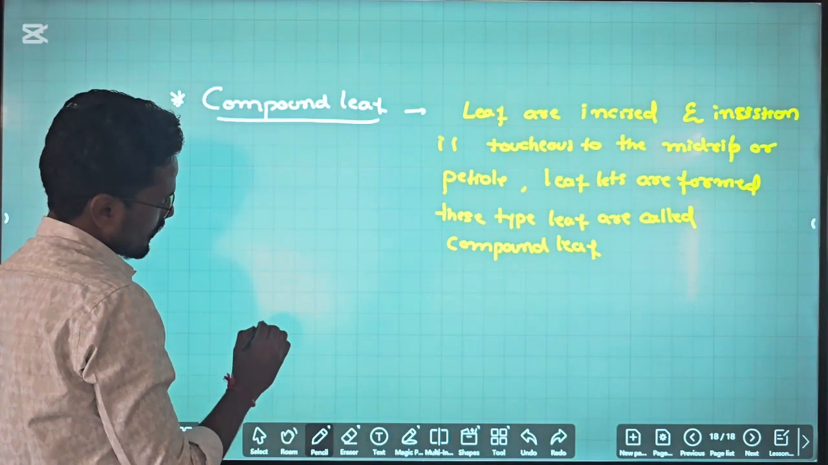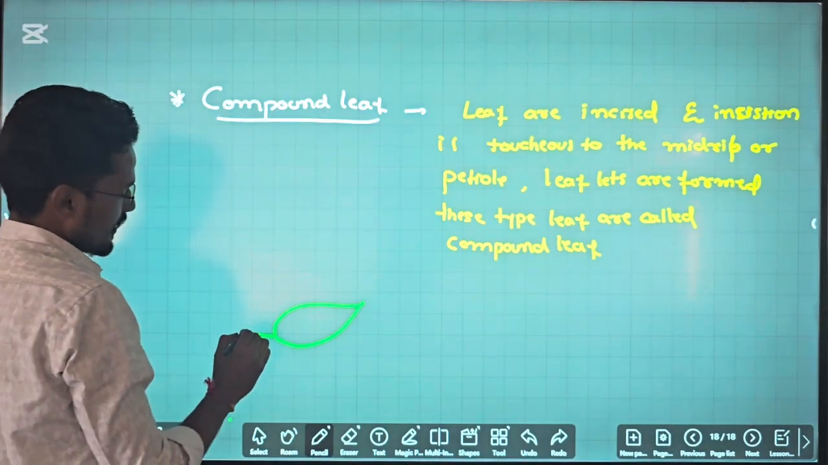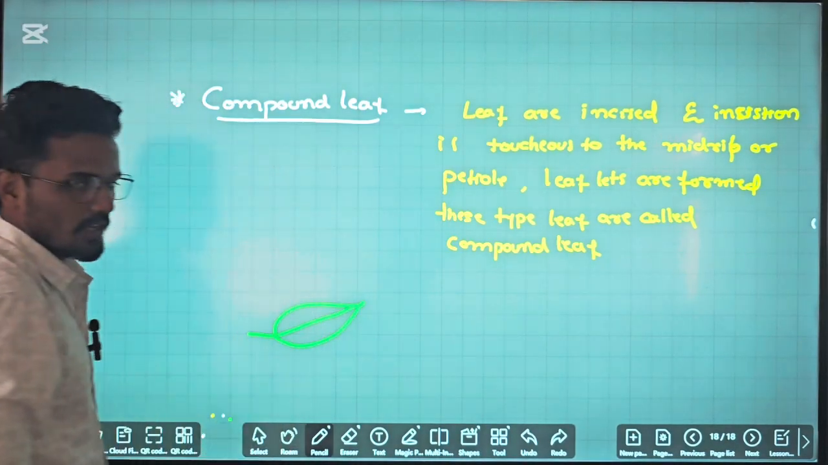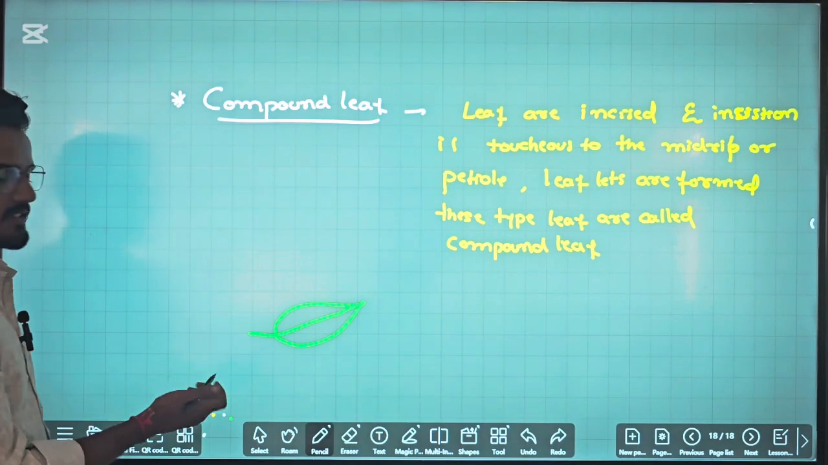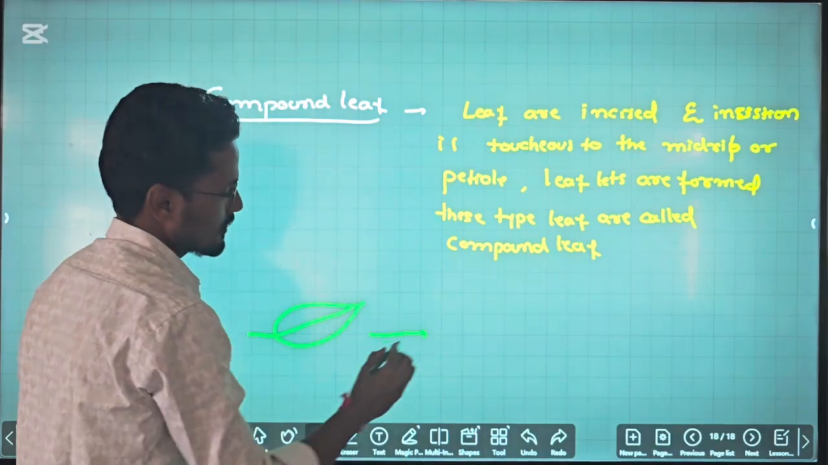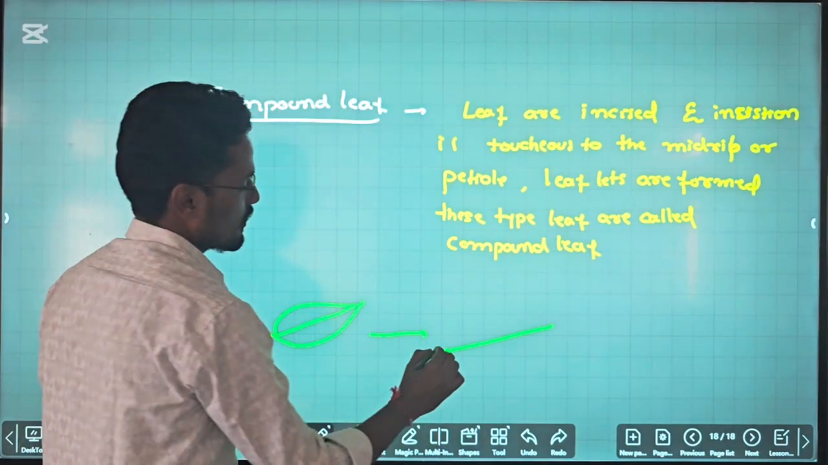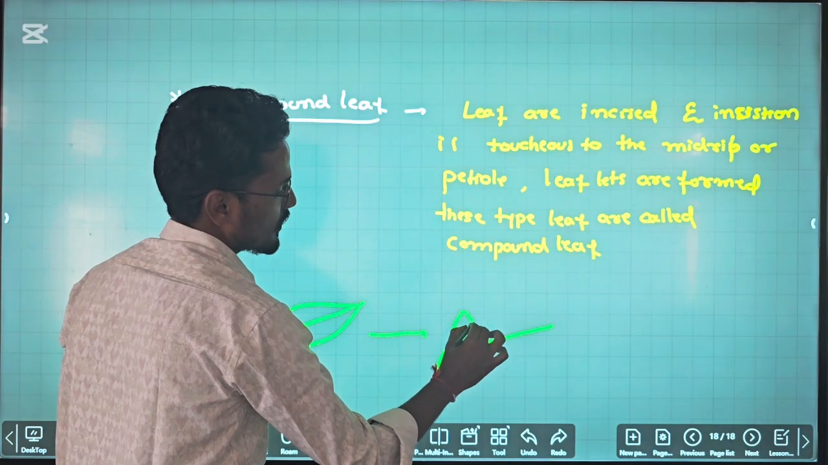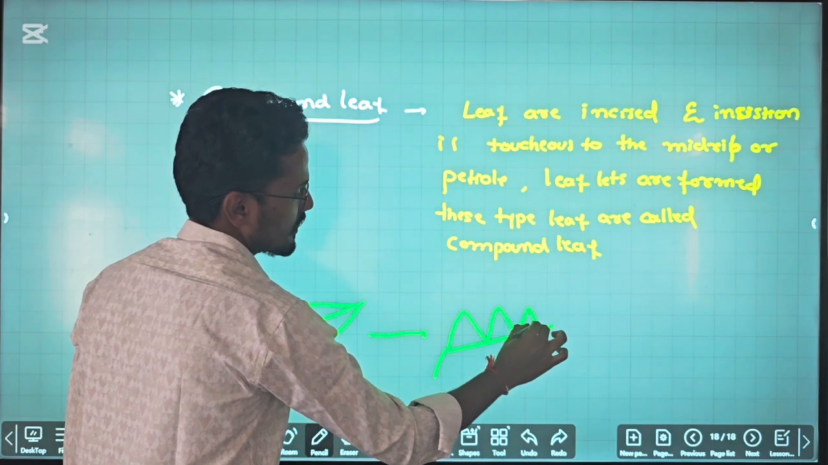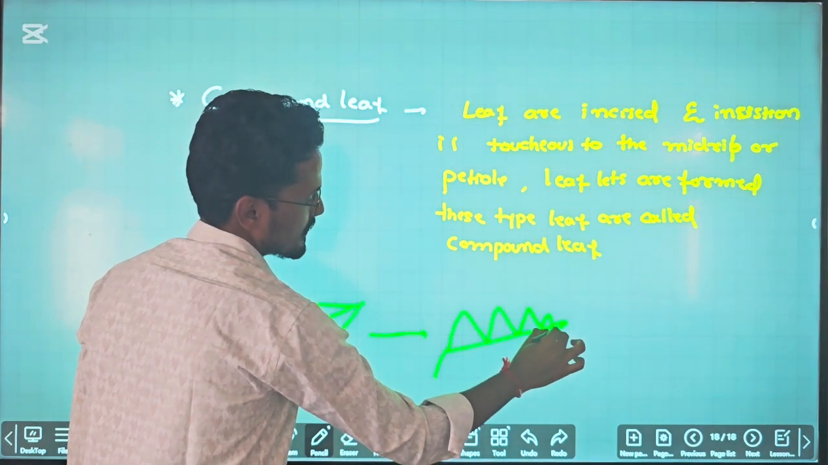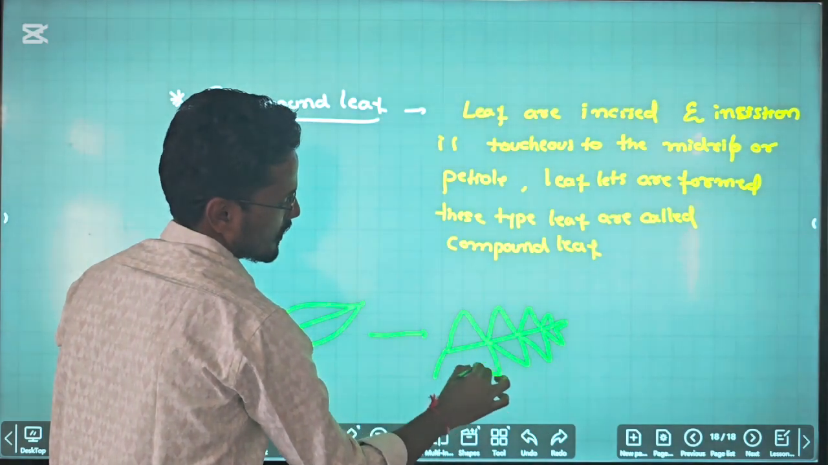Commonly, we see a leaf like this, with a midrib. It is an entire leaf, and it is called a simple leaf. In evolutionary history, this simple leaf became like this. This is the midrib, and this is the petiole. The incisions of the leaf touch the midrib, entirely reaching it.